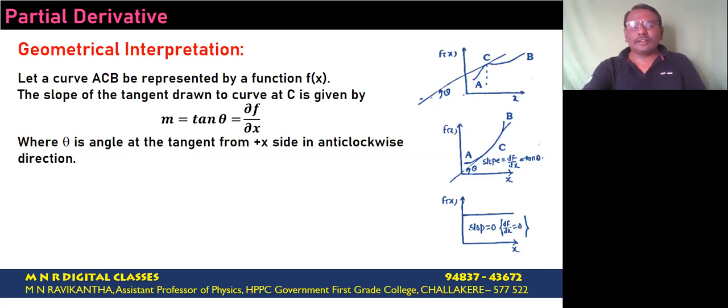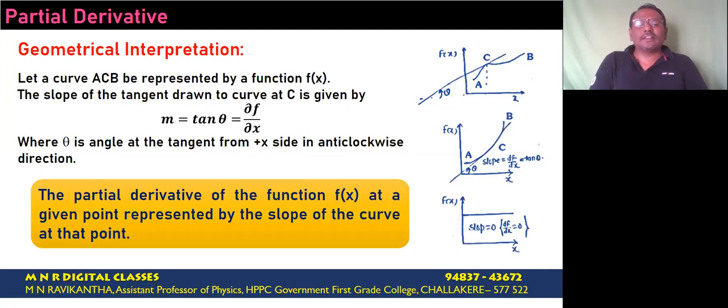Similarly, in the third figure, we observe that the function is independent of x. We get a graph parallel to the x-axis. It means that f of x is constant, or its partial derivative is 0. If the slope is equal to 0, or its partial derivative is equal to 0, it concludes that the given function is a constant at that given point.